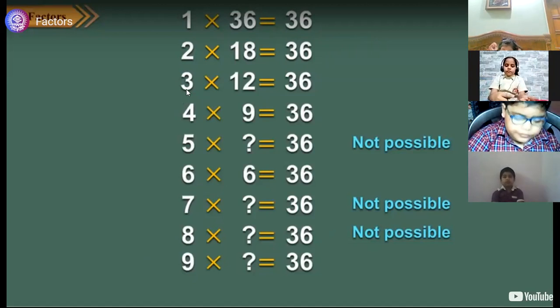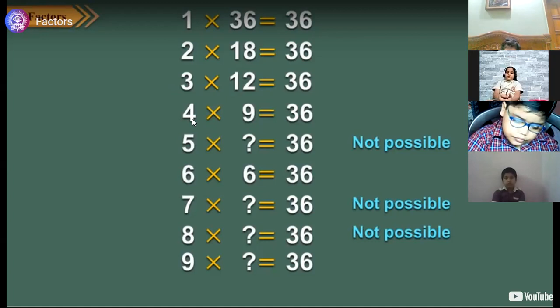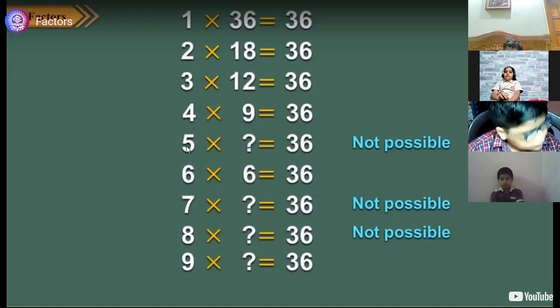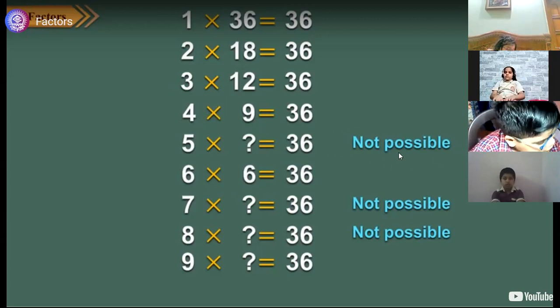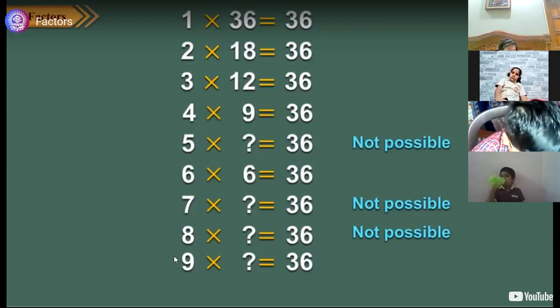Then we move to 3. 3 multiplied by 12, the answer is 36. So 3 and 12 are also factors of 36. Then we move to 4. 4 nines are 36. That is also a factor. Then we come to 5. But 5 is an odd number, so it is not possible to multiply it by any number to get 36. So 5 is not a factor of 36. Now we will check 6. It is also a factor. Then we move to 7. 7 is not a factor. 8 is not a factor. And 9 is a factor.